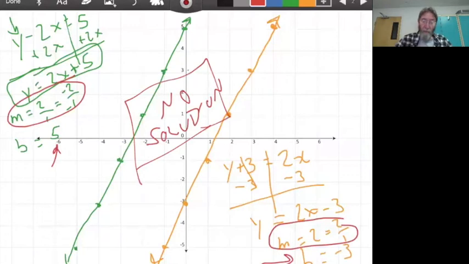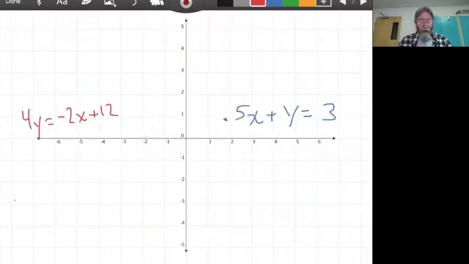All right, let's do another one. So here we have 2 more equations. Now, this is where it's getting really hardcore. This is where we have to really be good at our algebra and how we work with these things. So this first equation, 4y equals -2x plus 12, we've got to get the y by itself.